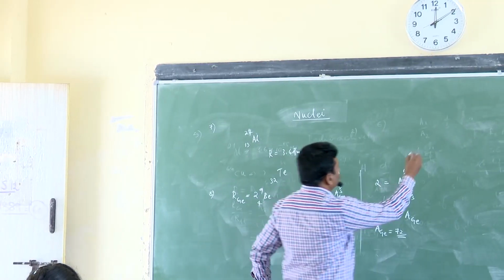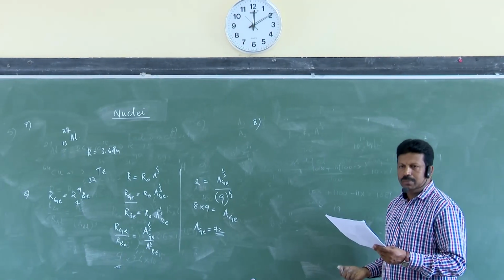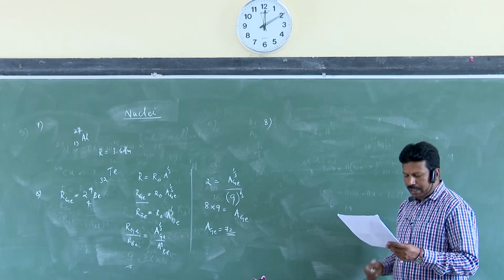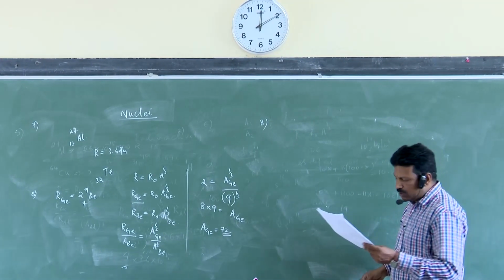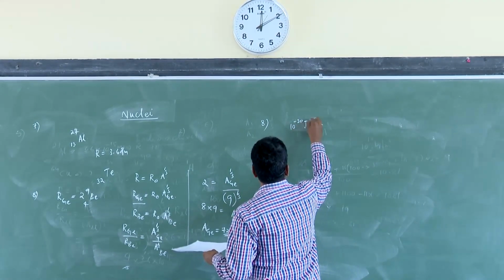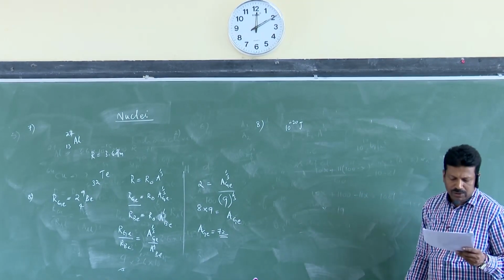Next question, the 9th question. Question number 9. The energy required to break one bond in DNA is 10 to the power minus 20 joules.